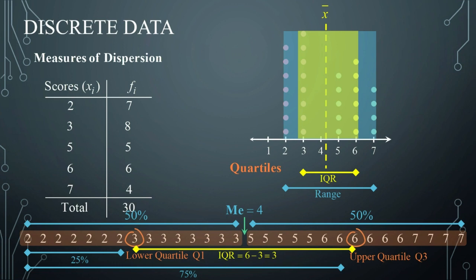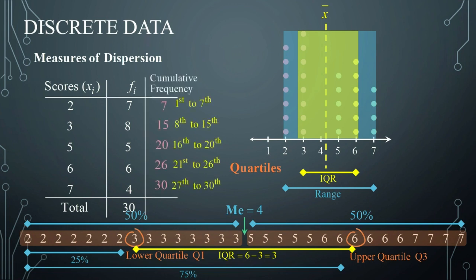Now, going back to our example, how can we find the quartiles from our frequency table? Let's bring back the cumulative frequency column. For the lower quartile, we start by dividing the total, which is 30, by 4, as 25% of the data set lies before the lower quartile. So 30 over 4 being 12.5, then the lower quartile is the 13th term. And the 13th term is between the 8th and the 15th, then the lower quartile is in fact 3.